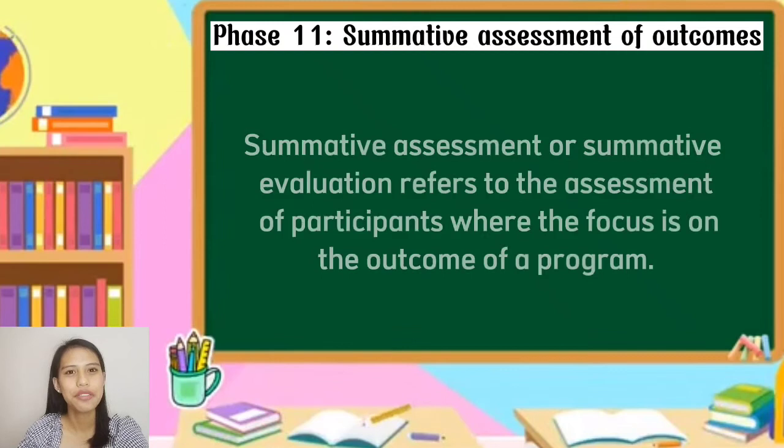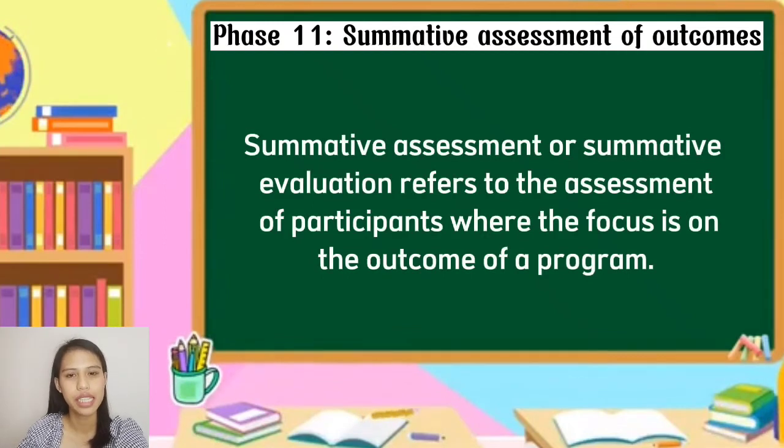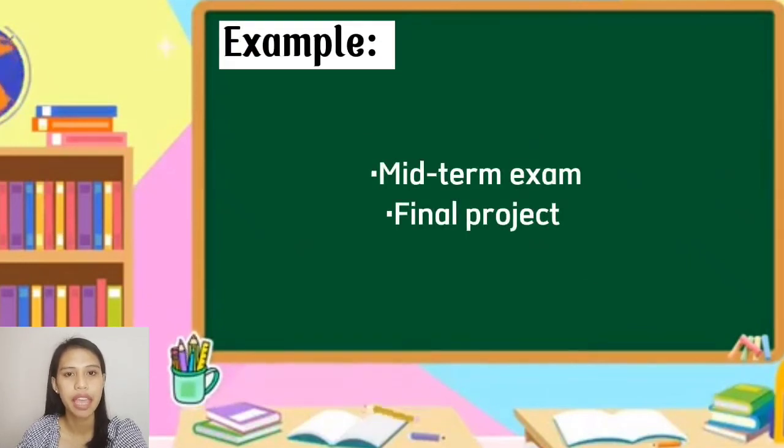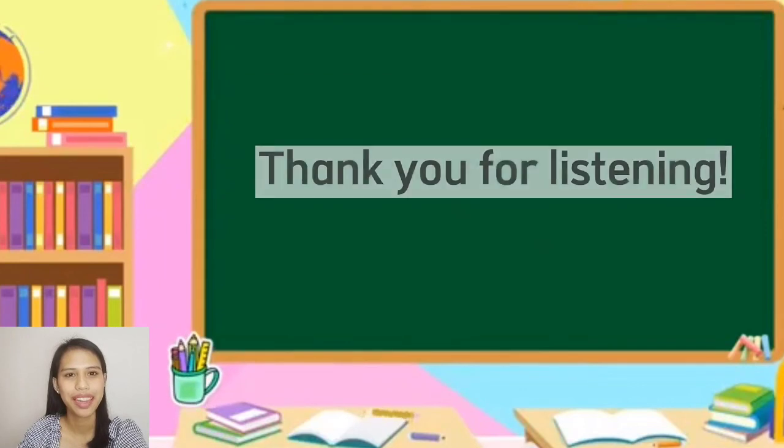And lastly, Phase 11, or summative assessment of outcomes. Summative assessment, or summative evaluation, refers to the assessment of participants where the focus is the outcome of a program. These contrast with formative assessment, which summarizes the participants' development at a particular time. Examples of it are midterm exam and final project. And that would be all.